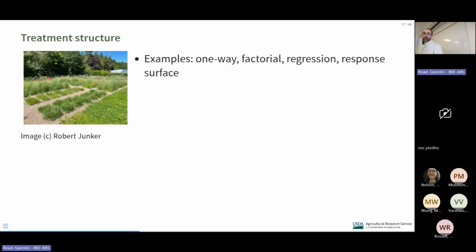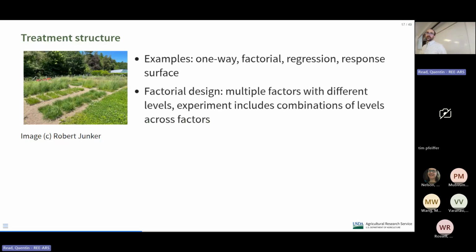So let's talk about treatment structure. These are the different terms you might have heard before, like a one-way design or factorial, regression design, response surface. Those are all different treatment structures. A common one that we see a lot in ARS is a factorial design. That's where you have more than one factor that you're manipulating, each one can have different levels, and usually the experiment includes combinations of levels across factors.